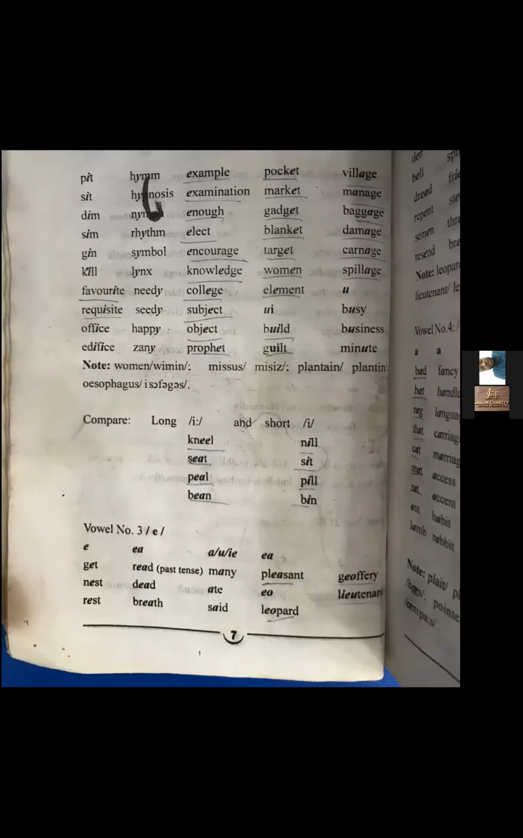Then the next set of words, we have pockets, and you will notice the position. It's in the final position, and we have it in pockets, markets, gadgets, blankets, target, women. I did not say woman, it's women, element. And then we have it in build, we have it in guilt. And then the next set of words, we have it in village, manage, baggage, damage, carnage, spillage. And then in letter U, we have it in busy, business, minute.